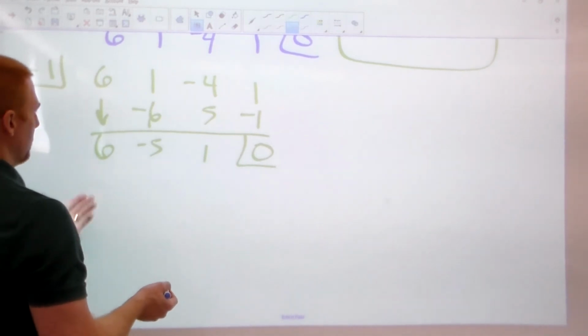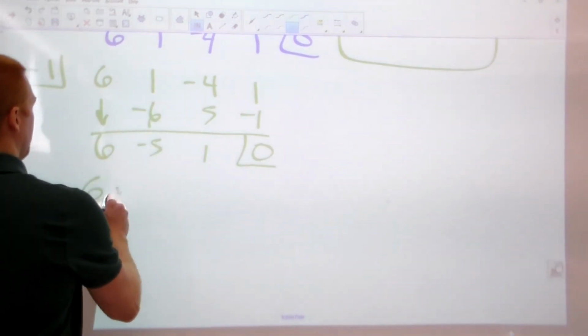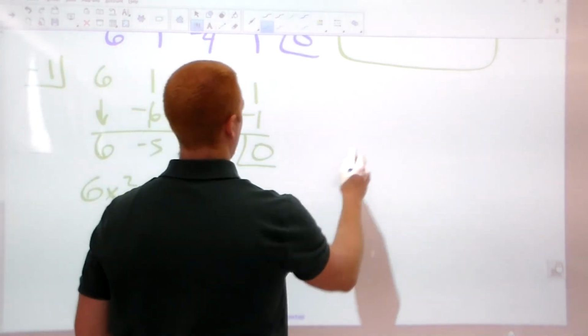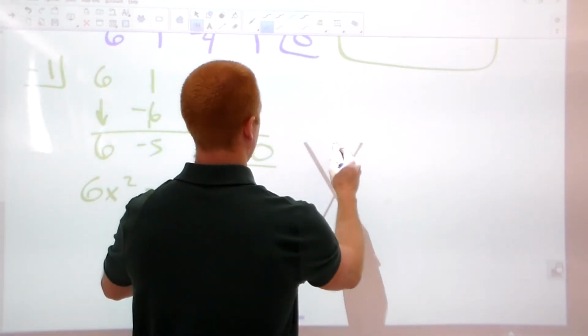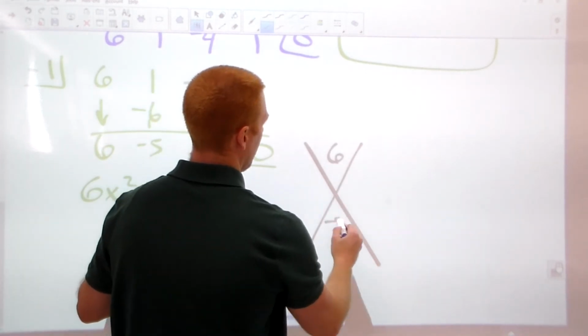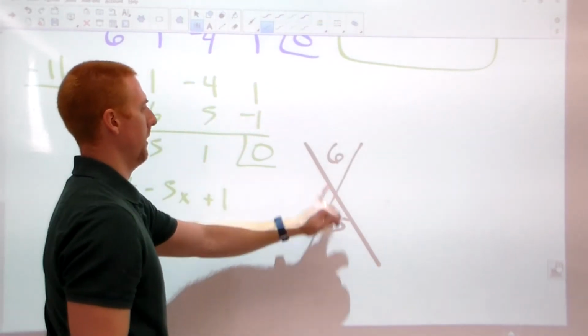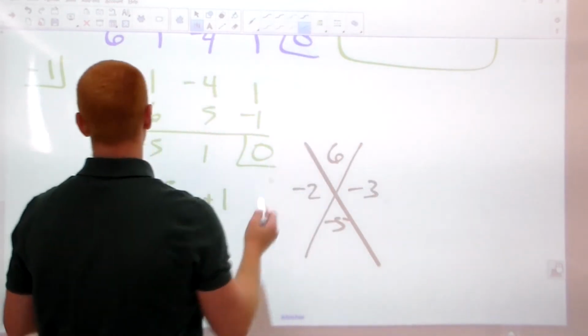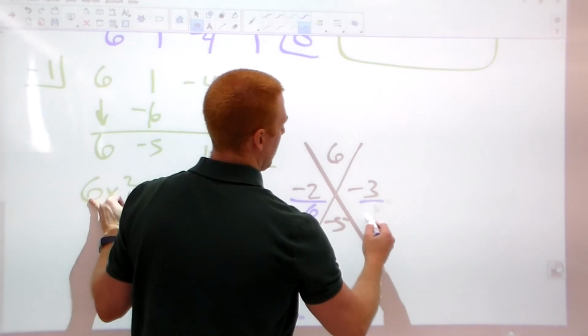So now I've got something that's a trinomial, so I'm going to factor this. This is 6x squared minus 5x plus 1. So I'm going to break out the little shortcut. 6 times 1, -5. All right, the two things that multiply to make 6 and add to make -5 would be -2 and -3. Don't forget to divide by the 6 out front.